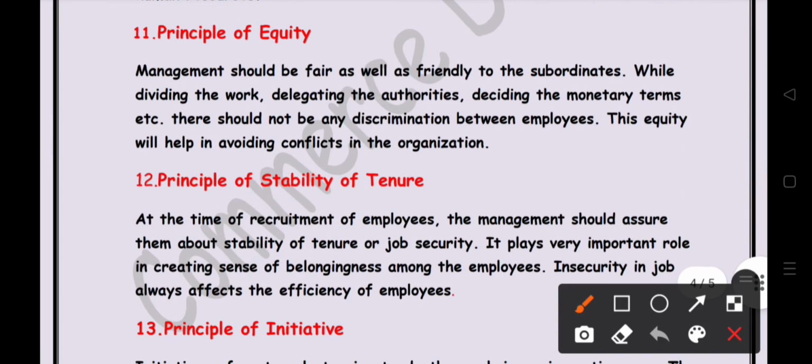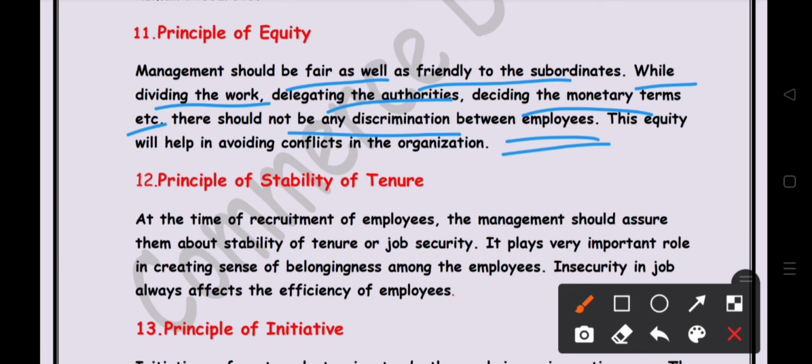Then the principle of equity. The management should be fair as well as friendly to subordinates while dividing the work, delegating the authority, deciding the monetary terms, etc. There should not be any discrimination between the employees. This equity will help to avoid conflicts in an organization.